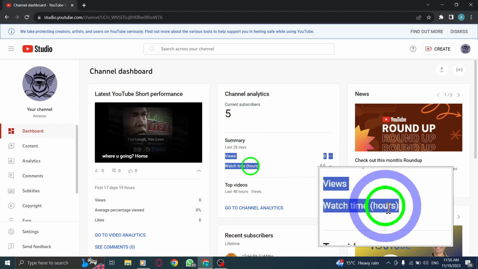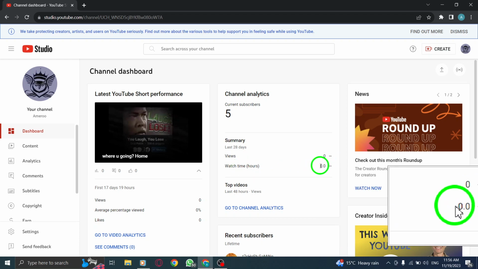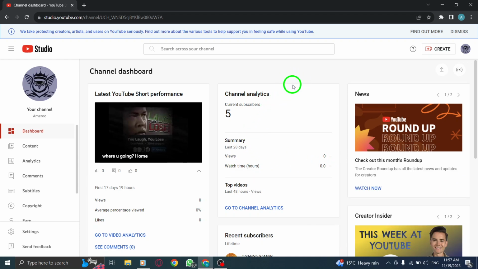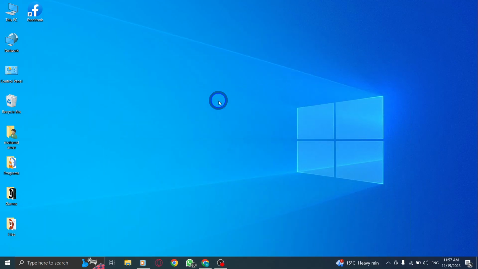By following these steps, you can easily track the total amount of time viewers have spent watching your videos in the last month. This is a valuable metric that can help you understand your audience's engagement and make informed decisions for your channel's growth. Monitoring your watch time is crucial for optimizing your content strategy and improving viewer retention. It allows you to identify which videos are performing well and which ones may need improvement.